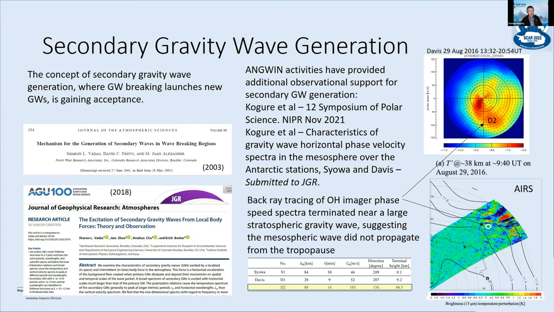And if you look at satellite data at those heights, you see that there is actually a large gravity wave present at those heights. So these observations support the idea that the waves that we're seeing in the imager data in the mesosphere are actually secondary gravity waves being generated by an interim process going on in the stratosphere.